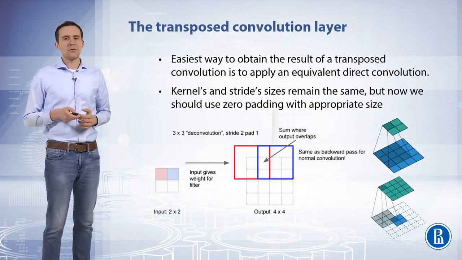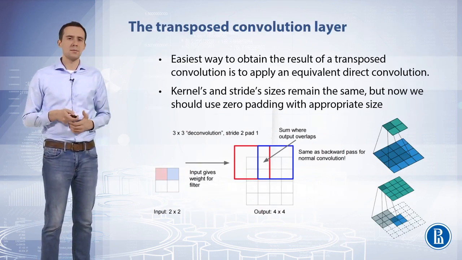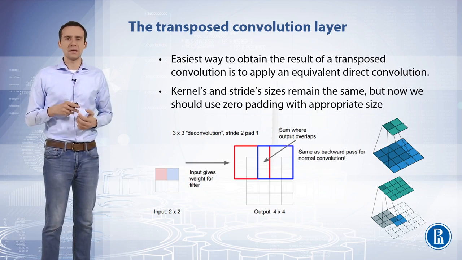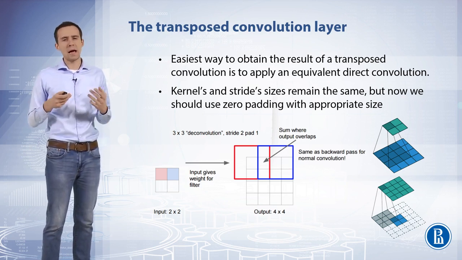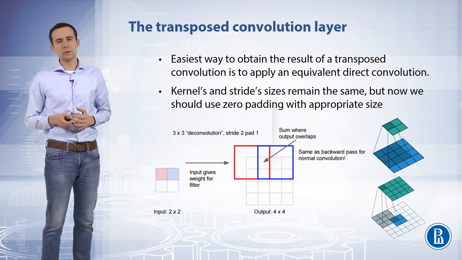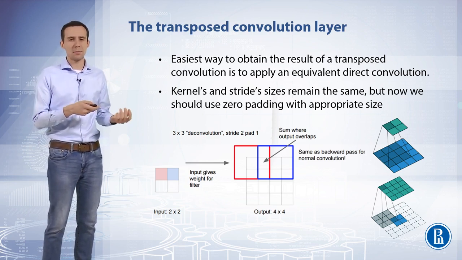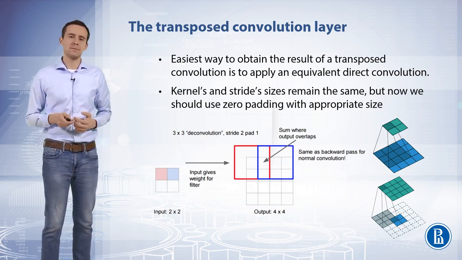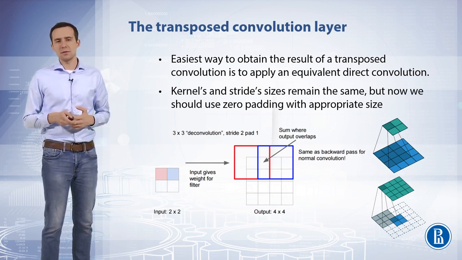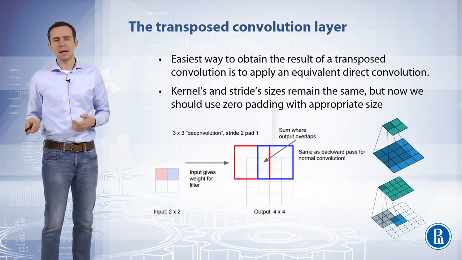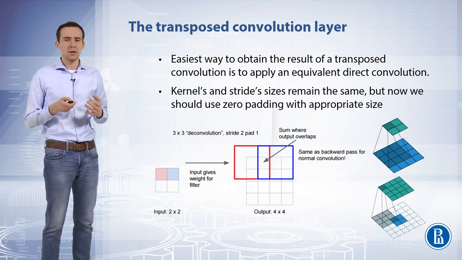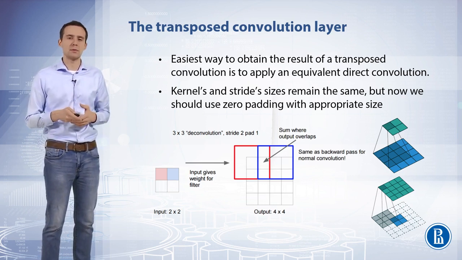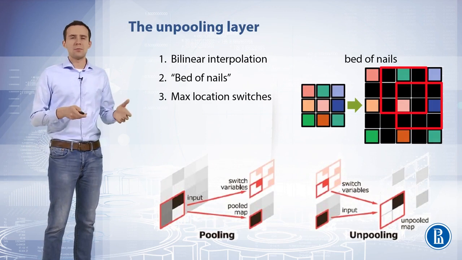Let's look at the details of transposed convolution employed in the SegNet model. Basically, the idea is to scale up, reversing the scale down effect made on all previous layers. Actually, the upsampling or transposed convolution forward propagation is the convolution backpropagation, and the upsampling backpropagation is the convolution forward propagation. The easiest way to obtain the result of a transposed convolution is to apply an equivalent direct convolution. Kernel and stride sizes remain the same, but now we should use zero padding with appropriate size.